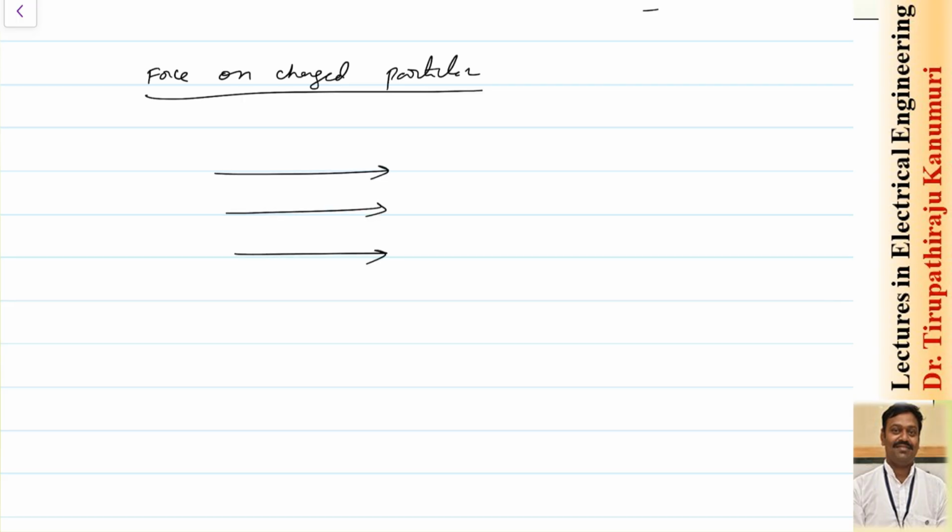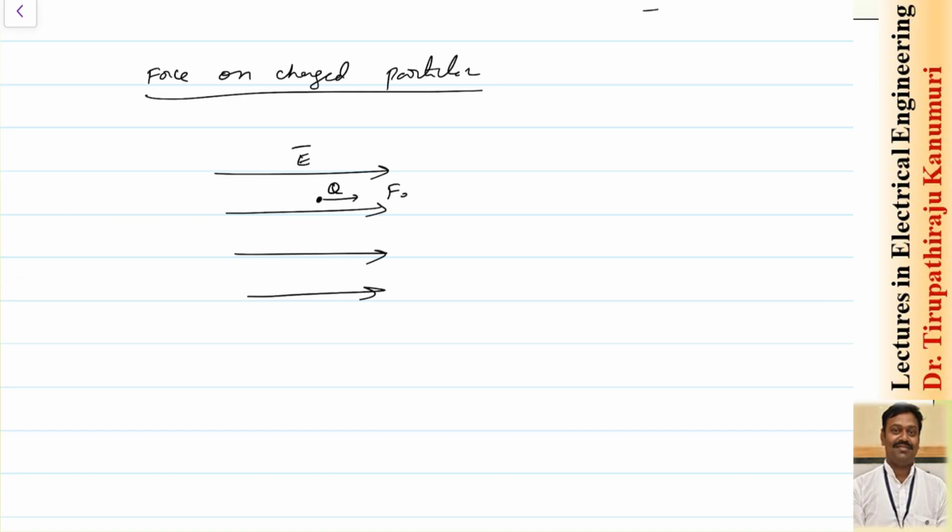So, let us discuss the force on a charged particle. Considering the force on a charged particle, there are two things we have seen. Let us take for example there is some electric field, and let us assume the electric field is uniform throughout the area. If a charge is kept in this electric field, we know that it will experience a force in the direction of the electric field.